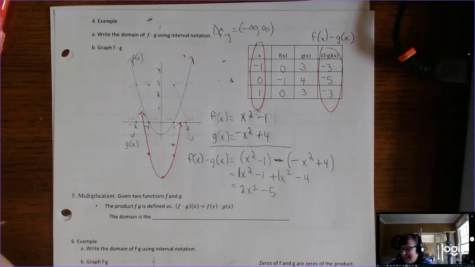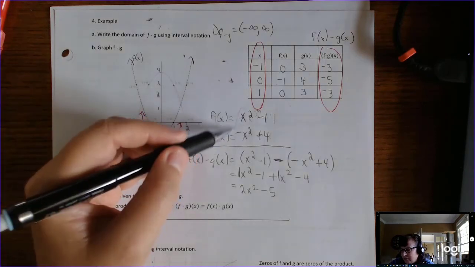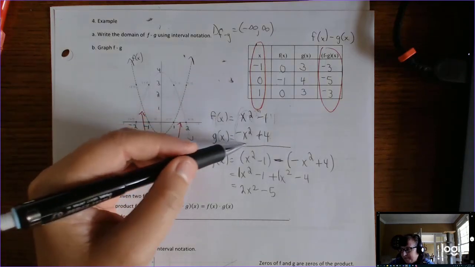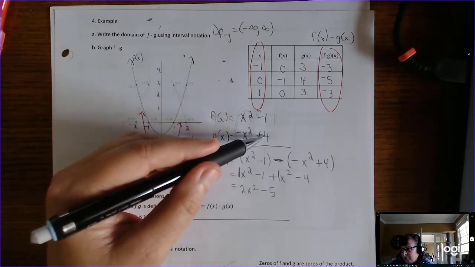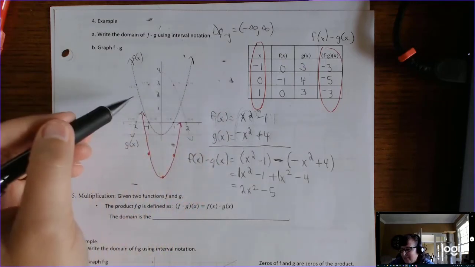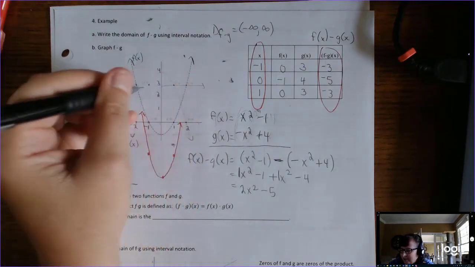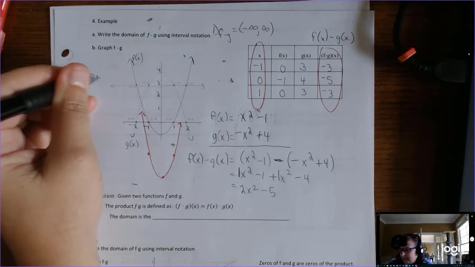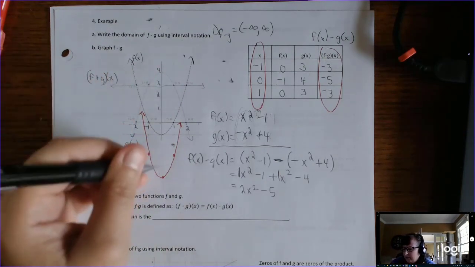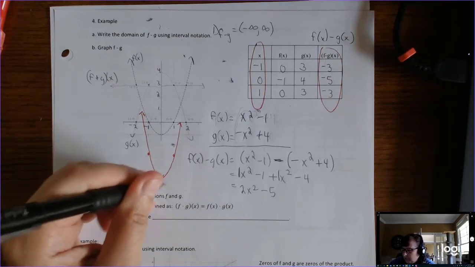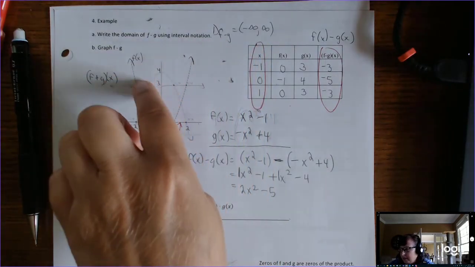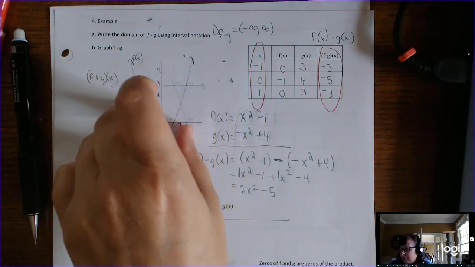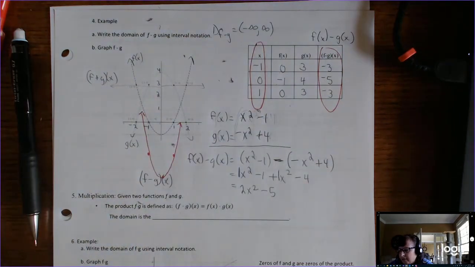Now if I were to add these two, I may not get a parabola. X squared plus a negative x squared goes to 0. -1 plus 4 is 3. So actually if I were to add these two, I would get just a horizontal line right through y equals 3. So that's interesting. We're just creating new functions. And the other idea is that the domain of f and the domain of g, the intersection of those domains is the domain of f plus g or f minus g.